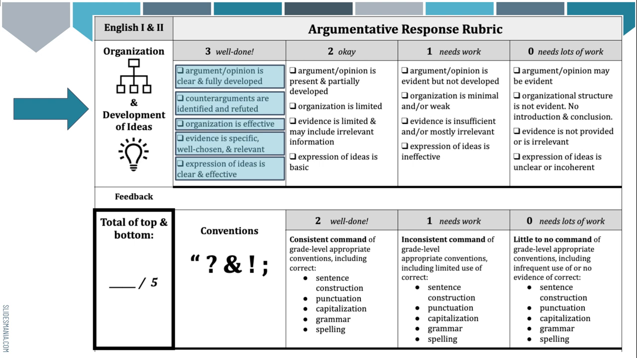It's important to note that a student must score at least 1 point in this section of development and organization of ideas in order to be graded in the next section, conventions. So let's take a look at the conventions section of the rubric. The people rating your essay will be looking for a consistent command of grade level appropriate conventions, such as sentence construction, punctuation, capitalization, grammar, and spelling. If there is inconsistency or little to no command, a student will be awarded 1 point or none.